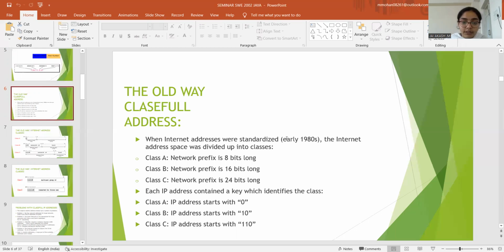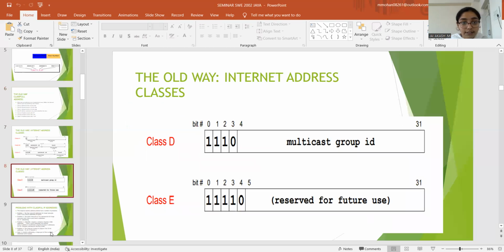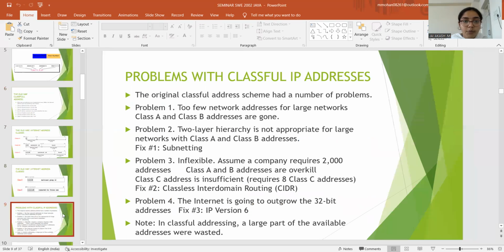Class A IP address starts with 0. Class B IP address starts with 10. Class C IP address starts with 110. You can see now the picture of the internet address classes of Class A, Class B, and Class C, and Class D, Class E.